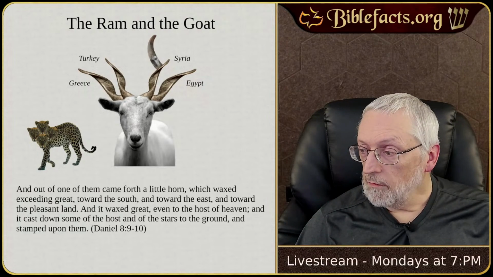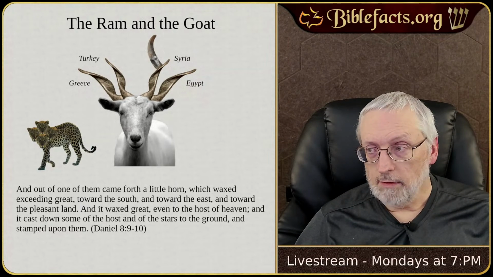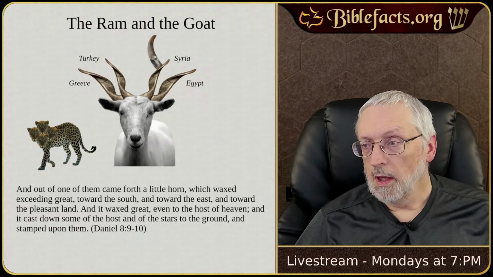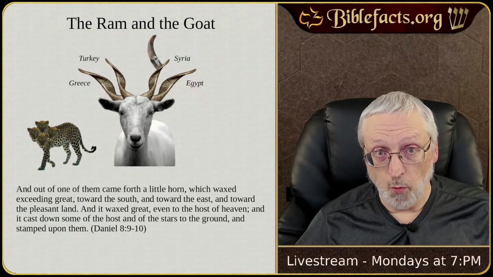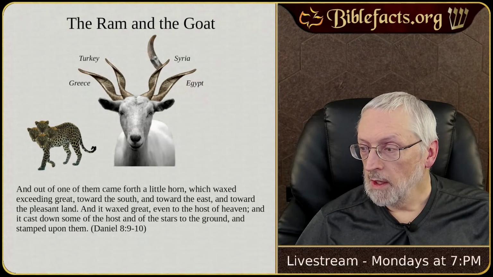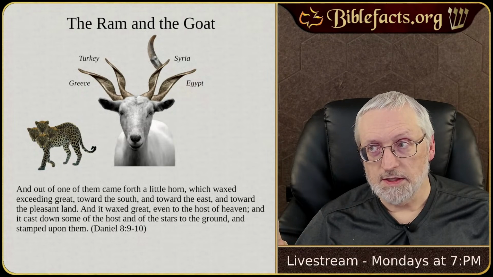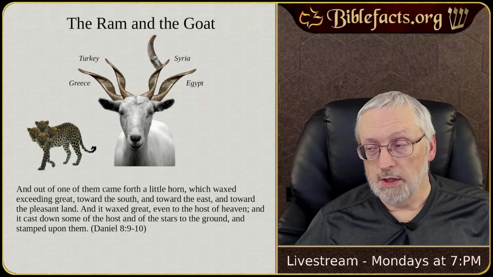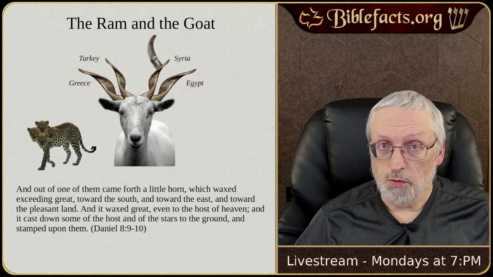Now it goes on in verse 9 and says, out of one of those horns, so not from the Grecian Empire proper, but from either Greece or Turkey or Syria or Egypt, out of one of those 4 came a little horn. That's our little horn that sets up and destroys 3 of the 10 in Revelation and in Daniel chapter 7, which we looked at last week and we just reviewed.